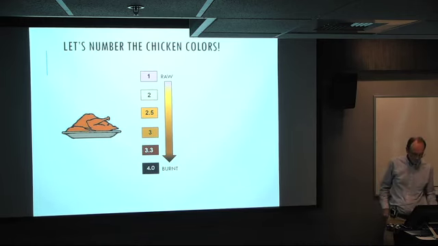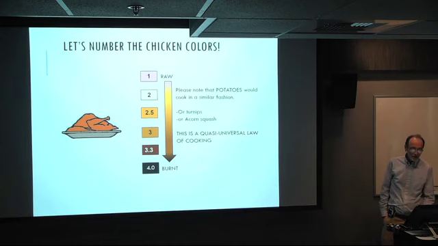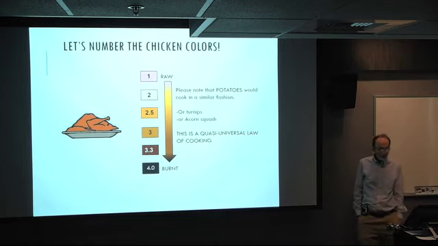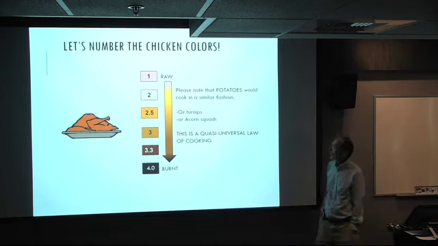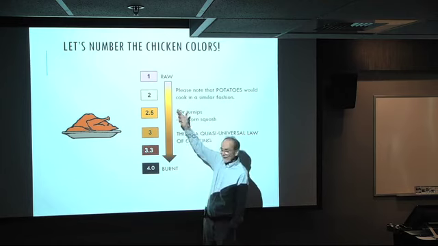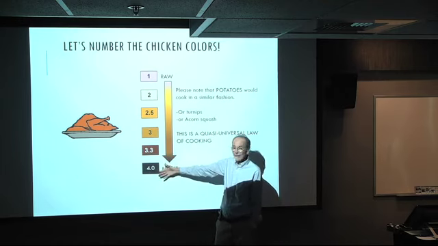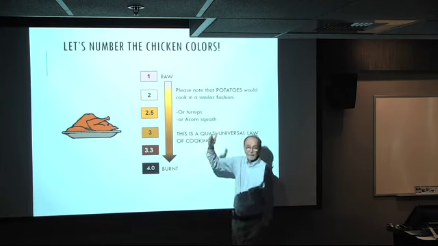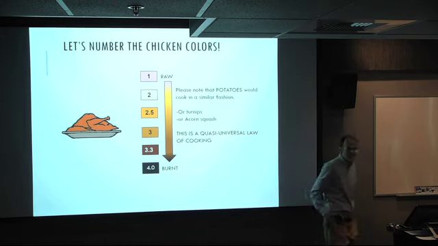Yep. All right. Please note the potatoes would cook in a similar fashion, or turnips or acorn squash. This is a quasi-universal law of cooking. Things start off pink, yellow, and they end up getting burnt. They go through a brown phase, and then they get burnt. Everything does, right?